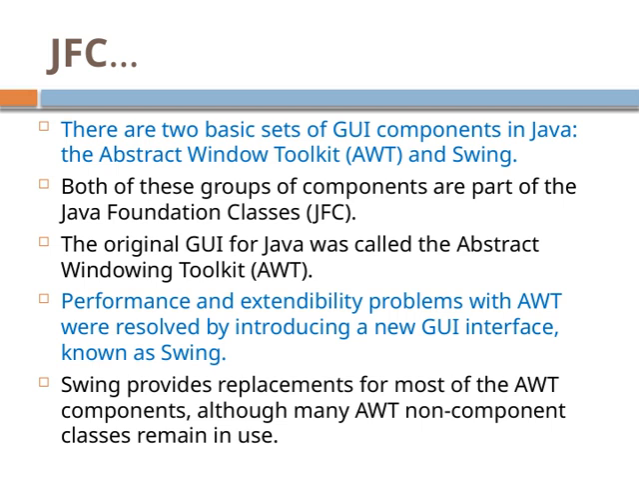But over time, developers encountered performance issues and limitations in extendability with AWT. To address these problems, Swing was introduced as a new GUI interface. Swing essentially offers replacements for most of the AWT components, making GUIs more flexible and powerful. That said, many of the non-component classes from AWT are still in use today. Recognizing the evolution from AWT to Swing helps us understand how Java's GUI capabilities have improved over time, enabling us to build more responsive and feature-rich applications.